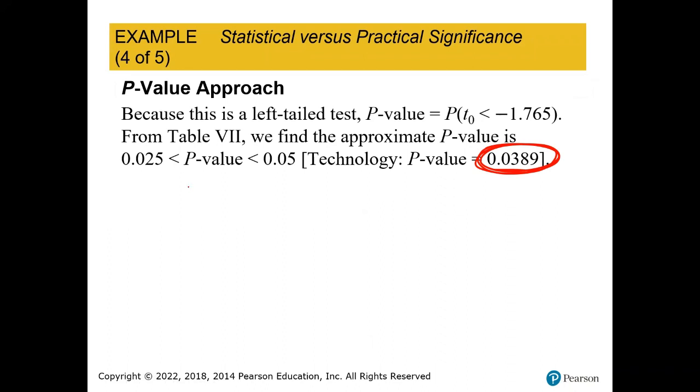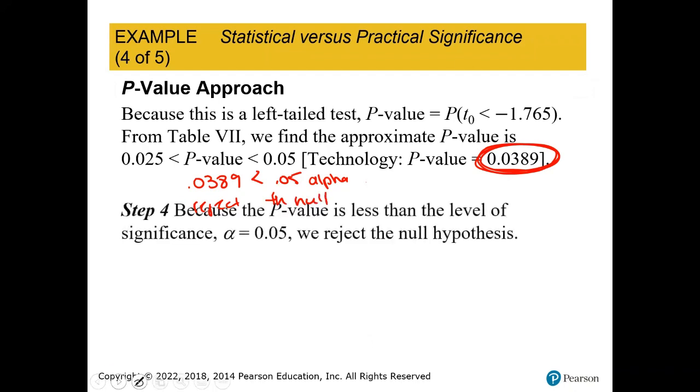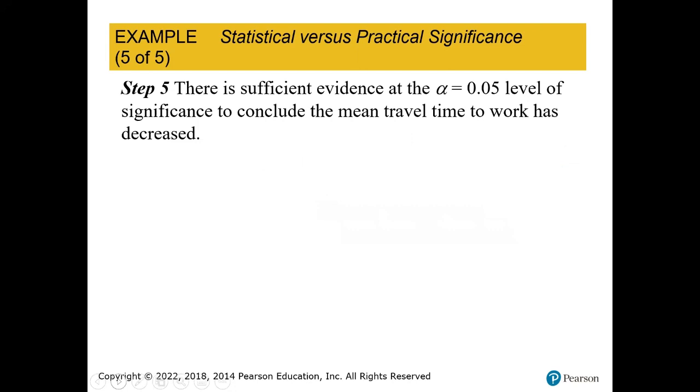We are going to compare 0.0389 to alpha, which is 0.05. 3 is smaller than 5, so p is less than alpha. We are going to reject the null. Because the p-value is less than the level of significance, we reject the null. That means there is sufficient evidence at the 0.05 level of significance to conclude the mean travel time to work has in fact decreased.